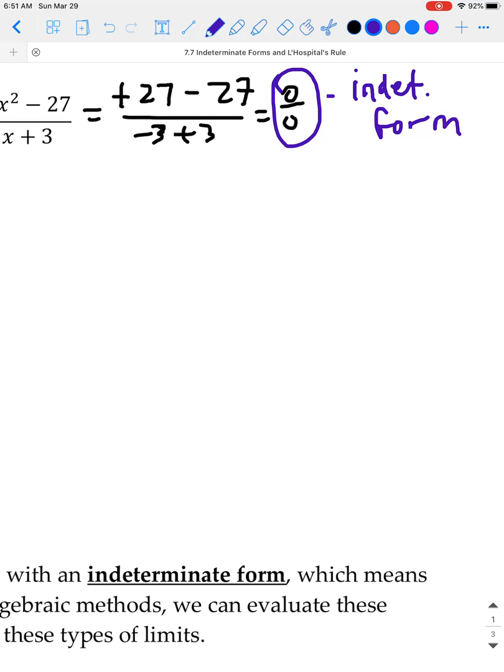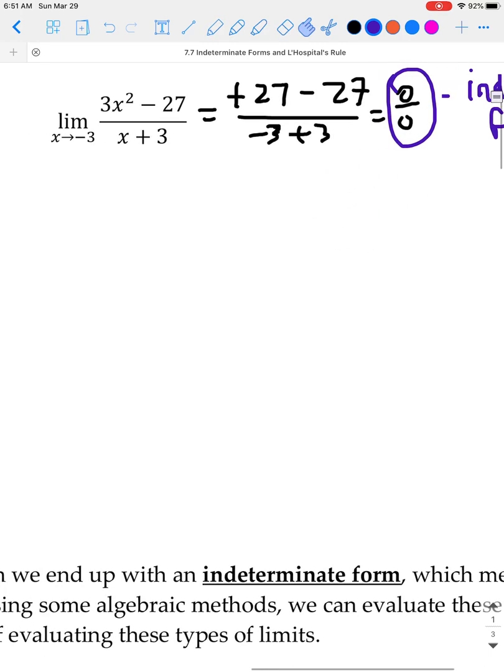Okay, so that's our indeterminate form, 0 over 0. The other type of indeterminate form you can have is infinity over infinity. These will be the two most common. There are other indeterminate forms, which we'll look at a little bit later, but these are the two most common.